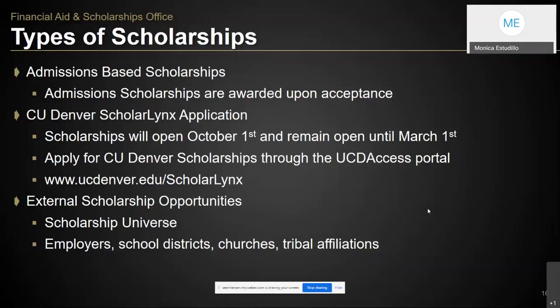And then what it will do is it will filter out your information and say, hey, look at this scholarship. You're eligible for it. Like if you're first generation, you might see a scholarship for that. Or if you're a biology student, you'll get a notification to apply for those scholarships. So definitely, it's a good resource. And for CU Denver scholarships, they close the applications on March 1st.